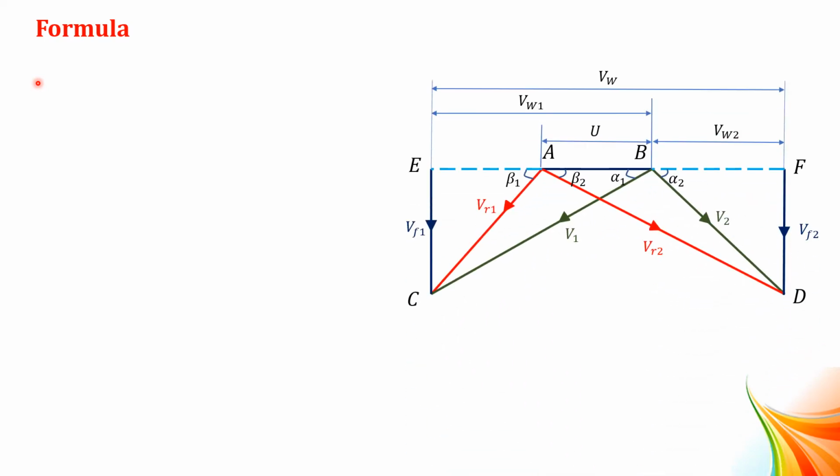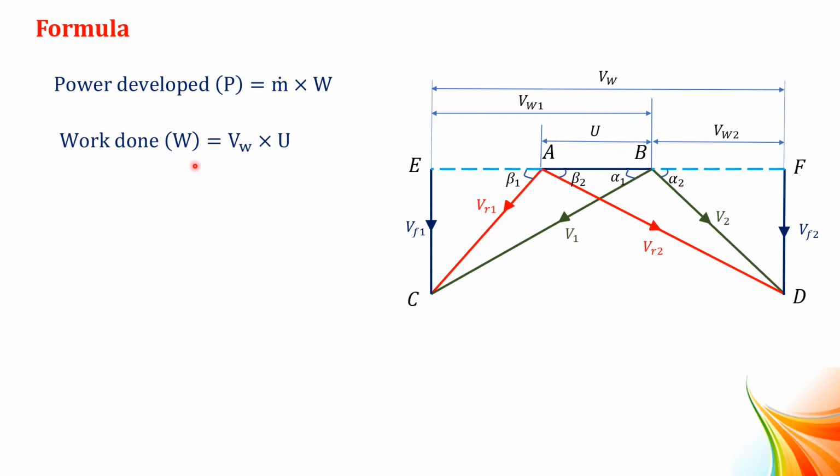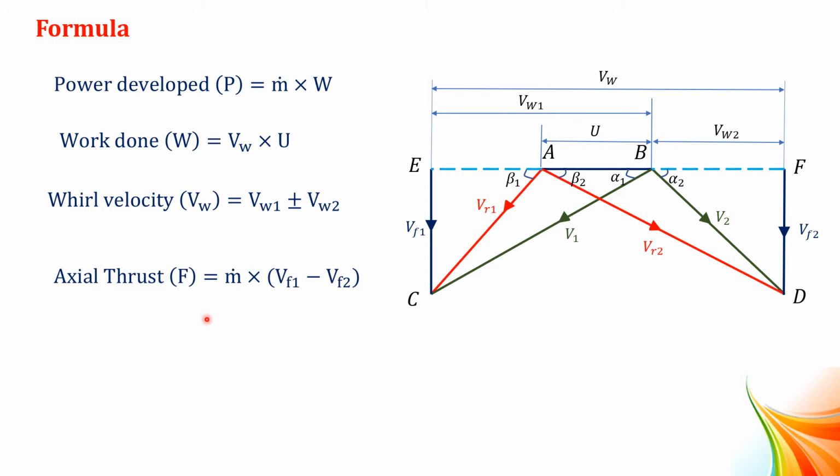Now we have to write the formula required for solving this problem. So before writing the formula, we have to draw the combined velocity triangle for the impulse turbine. Then we have to write the formulas one by one. Power developed by the turbine P equal to m dot into W. Work done W equal to VW into U. Whirl velocity VW equal to VW1 plus or minus VW2. Axial thrust F is equal to m dot into (VF1 minus VF2).